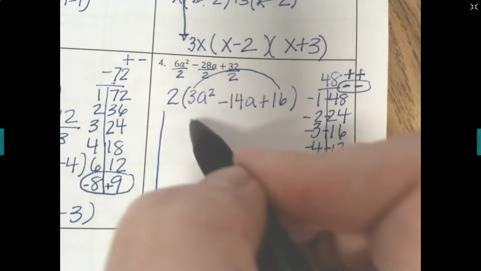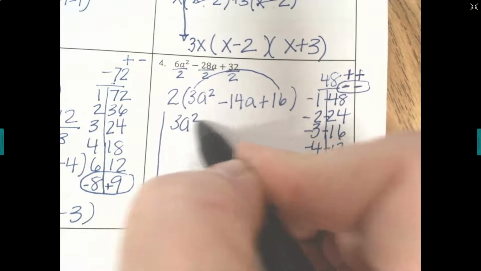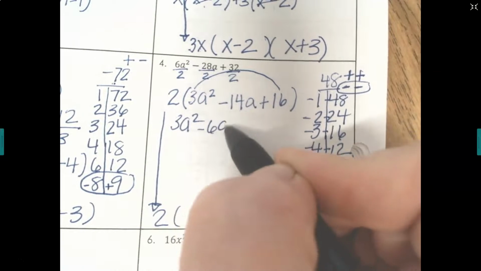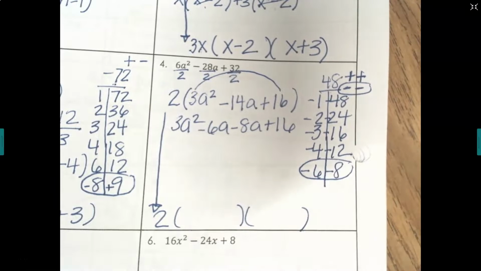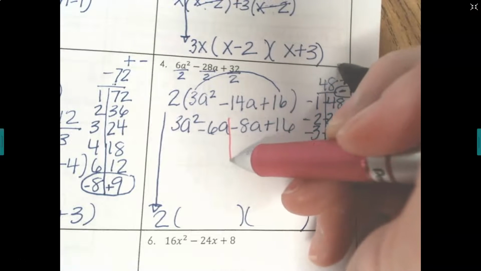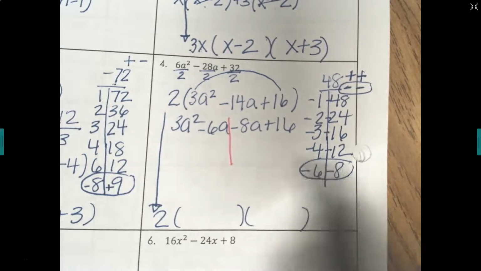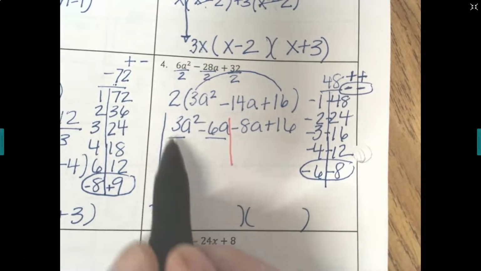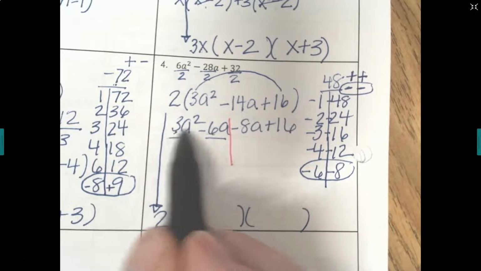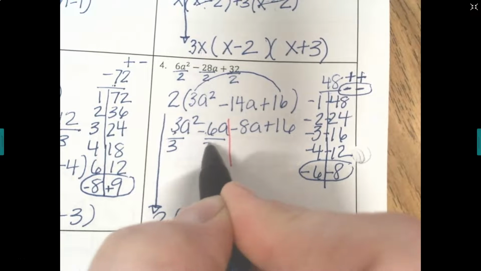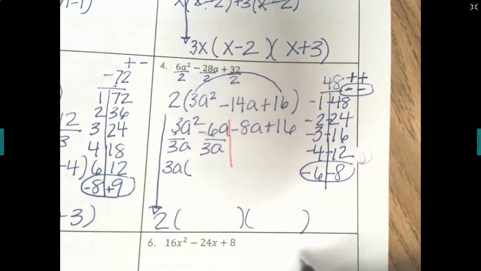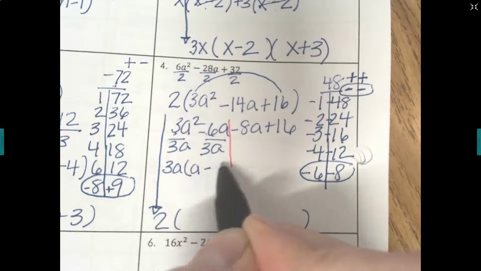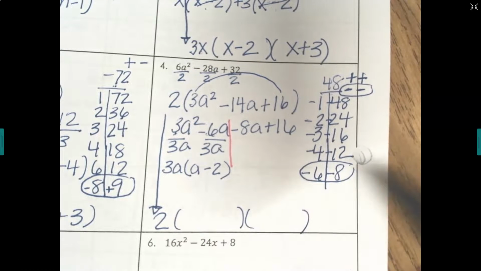So we're going to substitute those in: 3a squared minus 6a minus 8a plus 16. We're going to split it right down the center. So let's take a look on the left. They have a 3 in common because 3 goes into itself and 6, and they share a single a. So the GCF on the left is 3a, and I'll be left with a minus 2 when I divide that out.